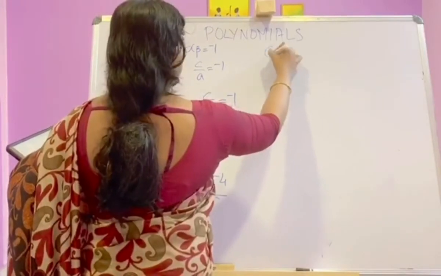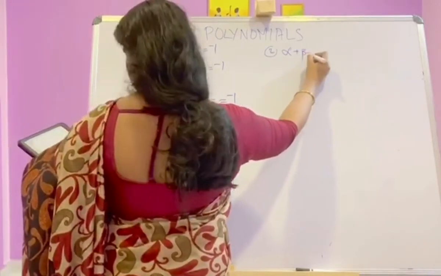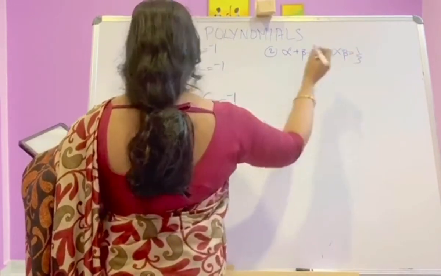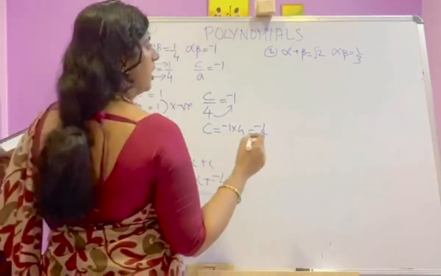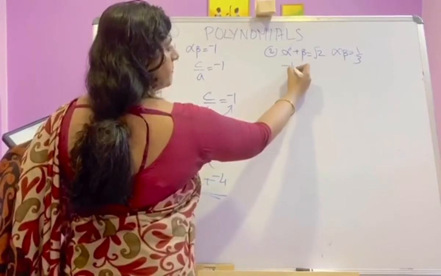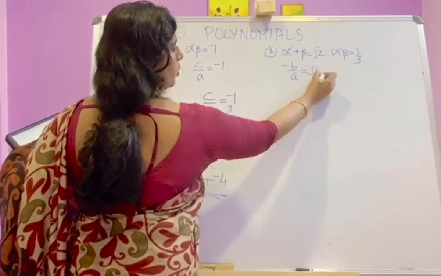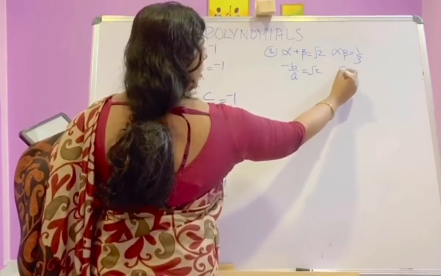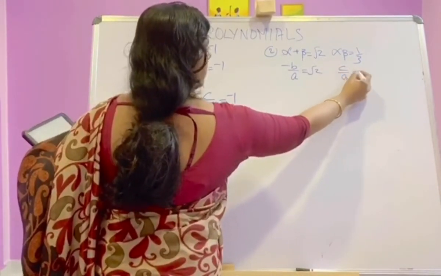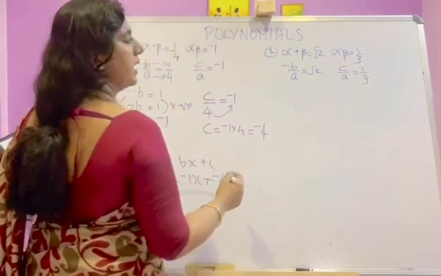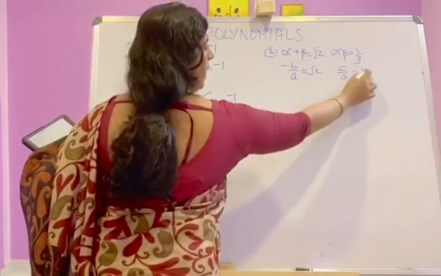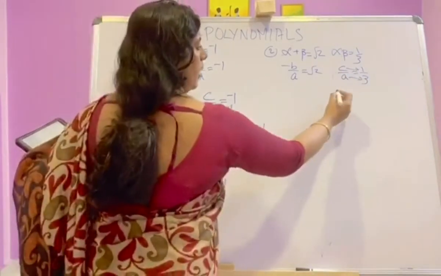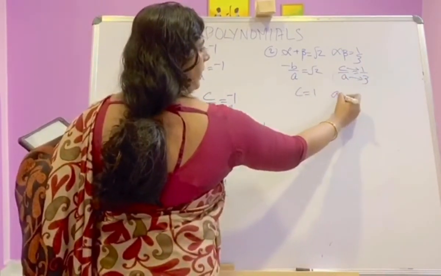Sum of zeros is root 2 and product of zeros is equal to 1 by 3. Now, sum of zeros means minus b by a is equal to root 2. Alpha into beta, that is product of zeros, c by a is equal to 1 by 3. Here first we can consider this part because we get c and a from here. Now c equal to 1, a equal to 3.